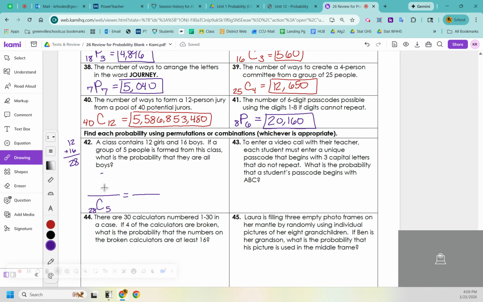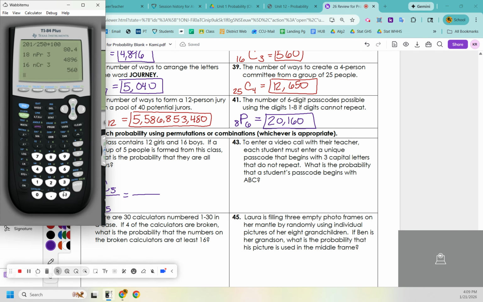Now, on top, we're finding the probability that they are all boys. Well, there are 16 boys. So there are 16 boys we're choosing from, and we're trying to figure out how many ways we can choose 5 different boys from that. And then we'll put that in the calculator. So I always do my fraction first. Alpha y equals enter. 16, math, go over to choose, and then we're choosing 5, and then on the bottom, that's out of 28. And again, we're choosing 5, combination of 5.